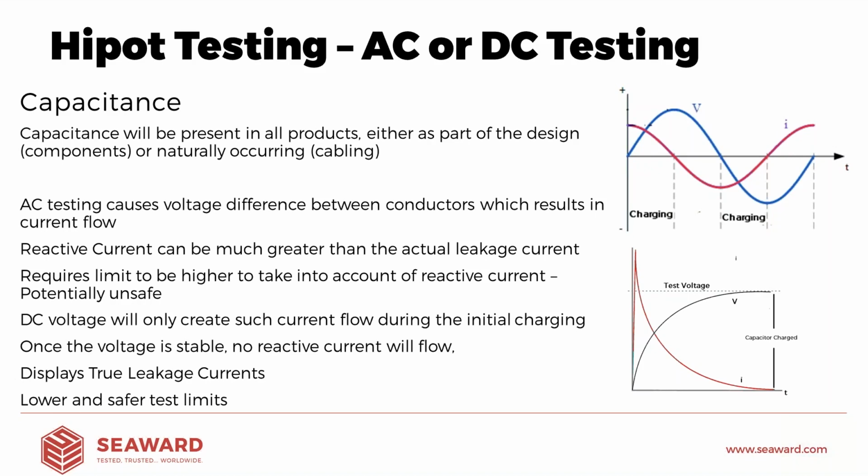There's obviously a voltage difference until we reach such a time that the capacitor itself is charged. And once that capacitor is charged and we've reached our maximum voltage, the voltage is stable. The current has dropped to zero, as you can see in the lower diagram on screen. So therefore, there's no reactive current flowing anymore. So when we perform a DC test, we tend to get a better measure of the true leakage of the product rather than this kind of reactive plus true leakage. Now, that also means there's a benefit on the production line because we can tend to set much lower and potentially safer test limits during the test.